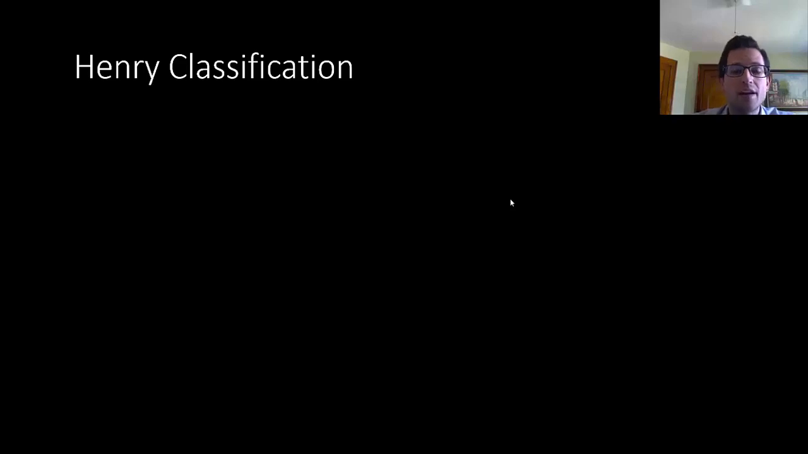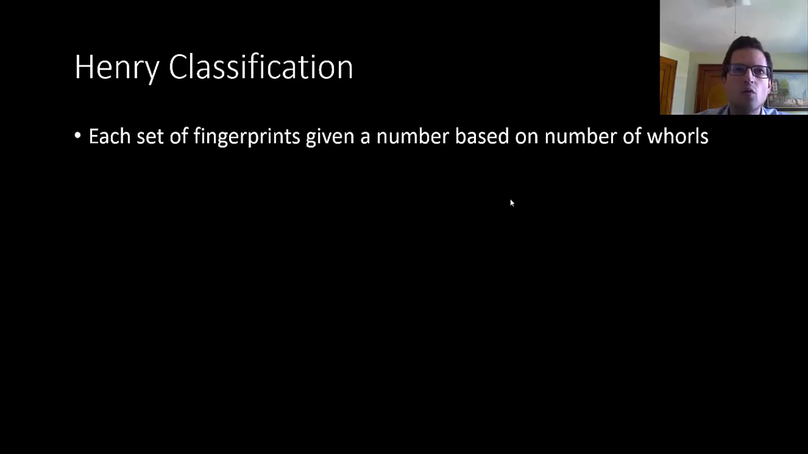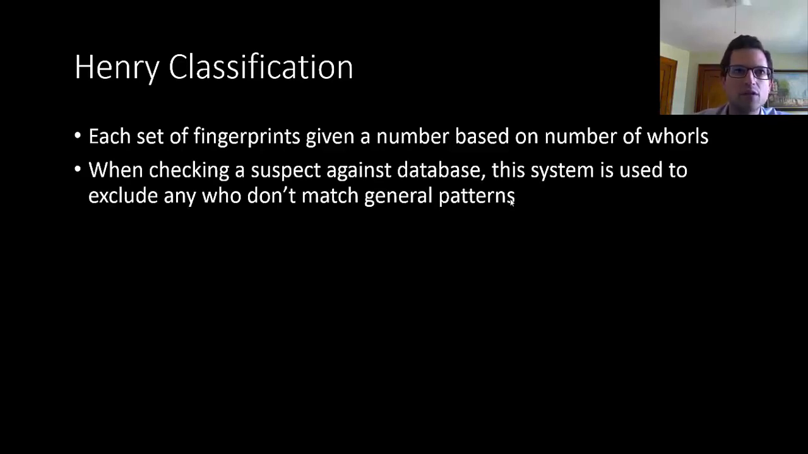So once we've analyzed every fingerprint that we've taken from somebody in terms of whether it's a whorl or a loop or an arch, we can do what's called a Henry primary classification. And this is just an initial way to look at the fingerprints. It's not final. So what happens is we give each set of fingerprints a number based on the number of whorls in the fingerprints. We could have done it based on loops or arches or whatever, but we just picked one of the patterns.